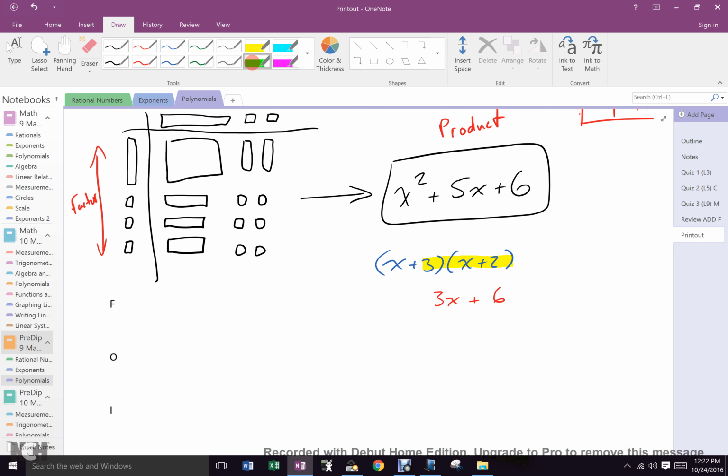Okay. Now, if there was no 3 there, what would this be? x squared plus 2x. Are there any like terms? Yes.